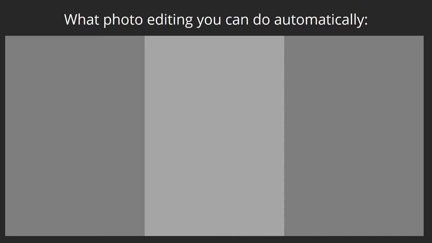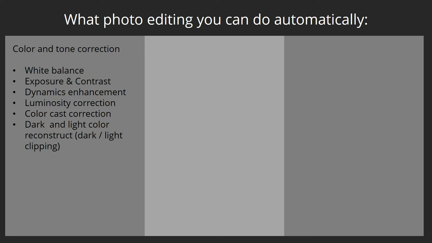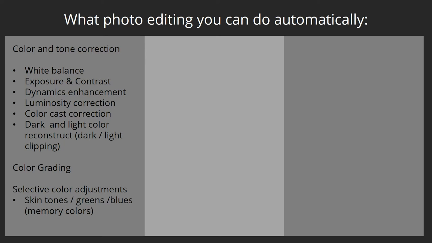So what can you do automatically with SoftColor Automata software? First is color and tone correction. It means that you can fix white balance, exposure and contrast, dynamic enhancement, luminosity corrections, color cast correction, and you can fix dark and light colors. Dark and light color reconstruction means fixing dark and light clipping automatically. Then it has our special color grading tools and of course the selective color adjustments. So for skin tones, green, blues. So it is the memory colors.